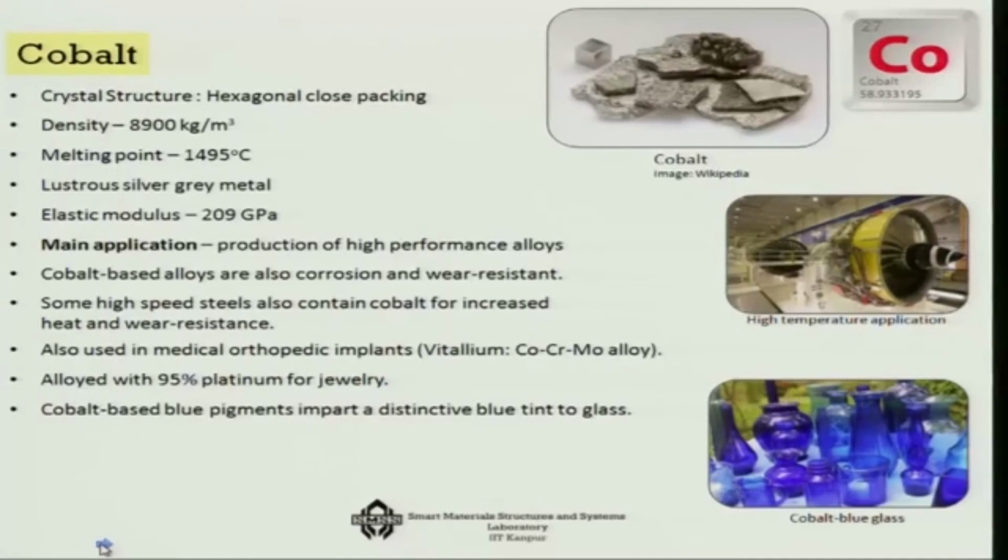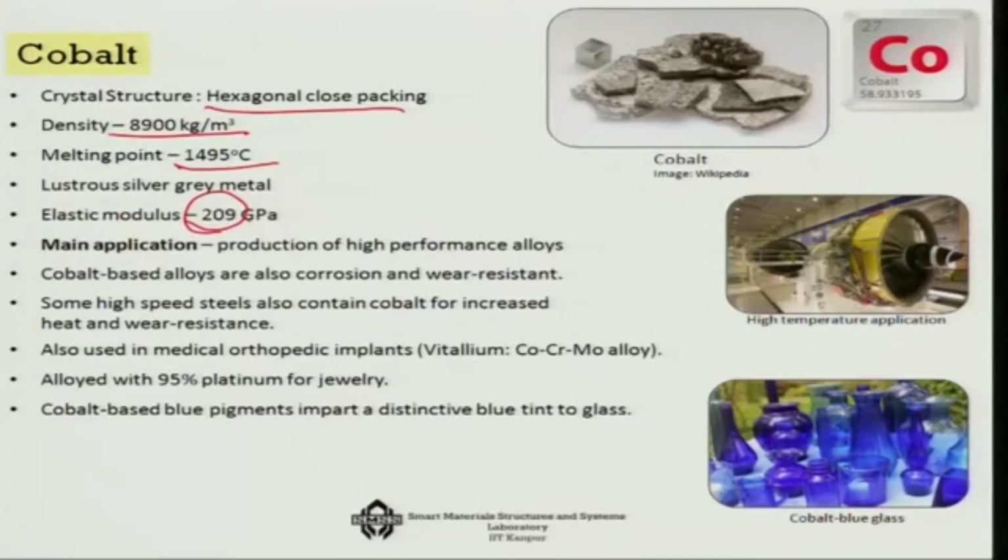Next we are going to talk about cobalt. Cobalt, we have already seen, is used, for example, with steel as an alloy or also with other metals, but on its own cobalt has a hexagonal close packing HCP, density similar to nickel 8900, melting point also is very high, and the luster is silver grey, elastic modulus is about 209 gigapascal, considerable, it is like steel.